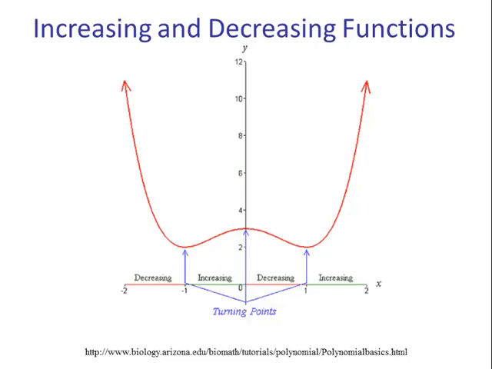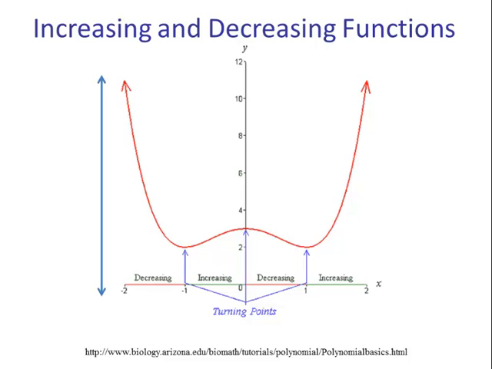So here's an example of a function that has increasing parts and decreasing parts. It's a good idea to pay close attention to these values here because these are the turning points, which means where it changes from decreasing to increasing. And at this point it goes from increasing to decreasing. And from this point it goes from decreasing to increasing. So when we talk about increasing and decreasing functions, we want to know what x's are producing the part of the graph where it is increasing or decreasing.